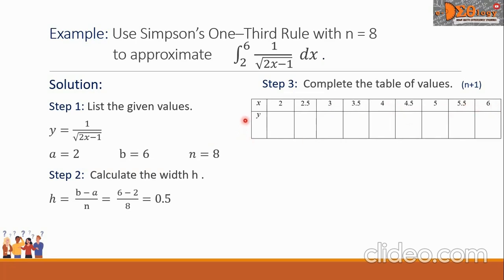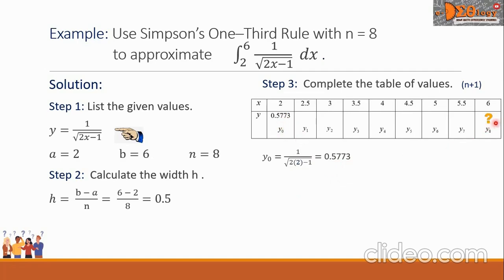Now for the row for y. We name this starting from y sub 0 up to the last value, that is y sub 8. We will now compute the values of y using our function here. So let's begin with y sub 0. We substitute the corresponding value of x. So y sub 0 equals 1 all over the square root of 2 times 2 minus 1. Simplifying this, we have 0.5773. So we copy this value in here.